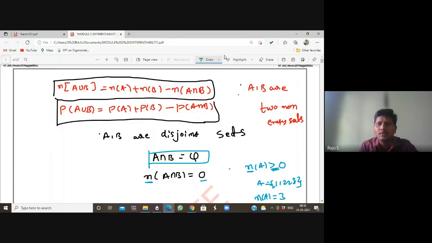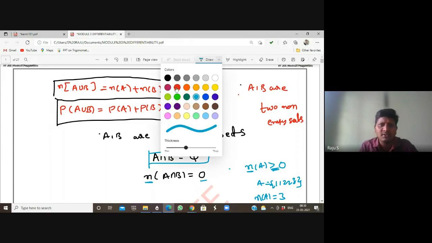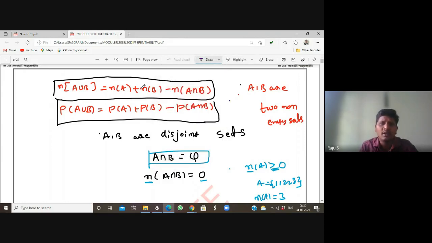So what types of questions may they ask related to that formula? Different types of questions they may ask. For example, case 1: they may give n of A union B, n of A, and n of B, and ask for n of A intersection B. First question.